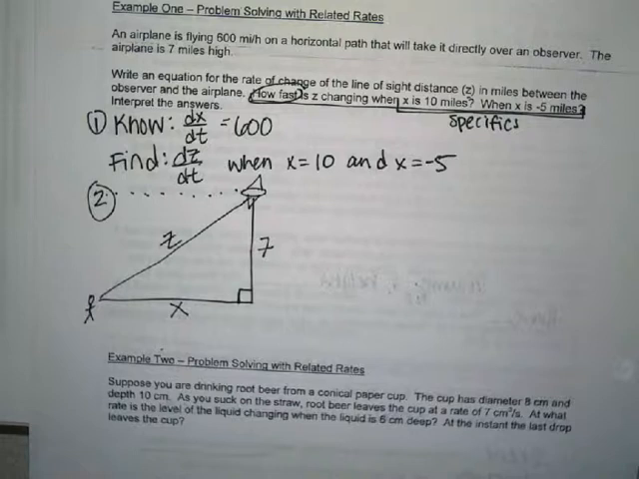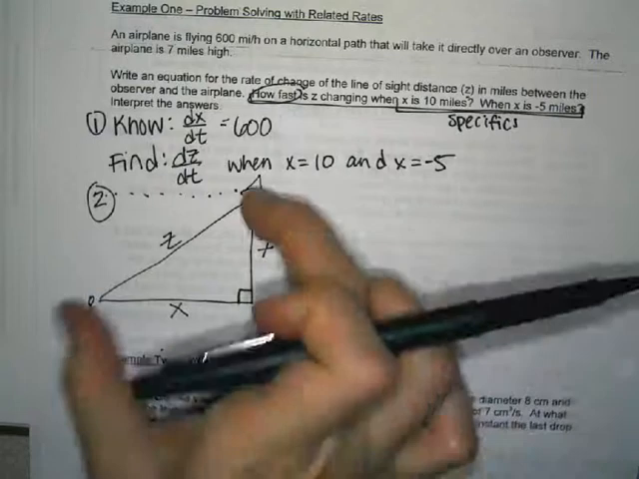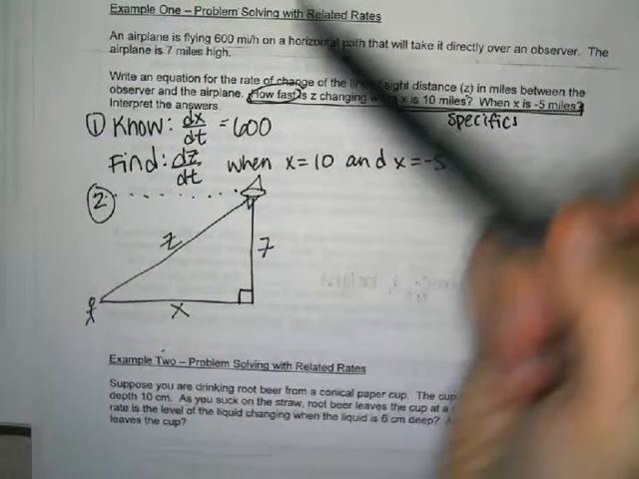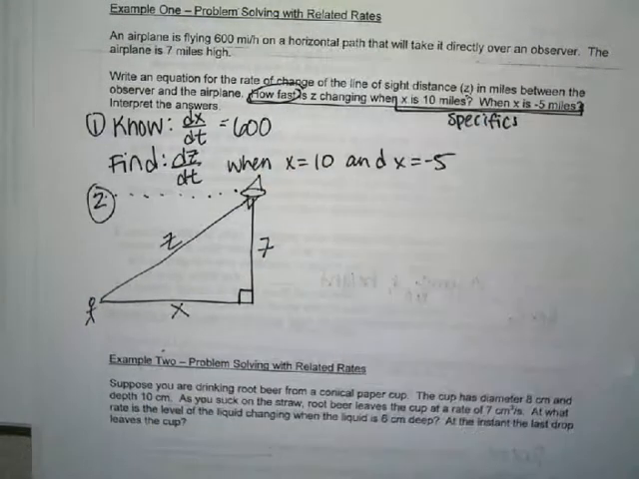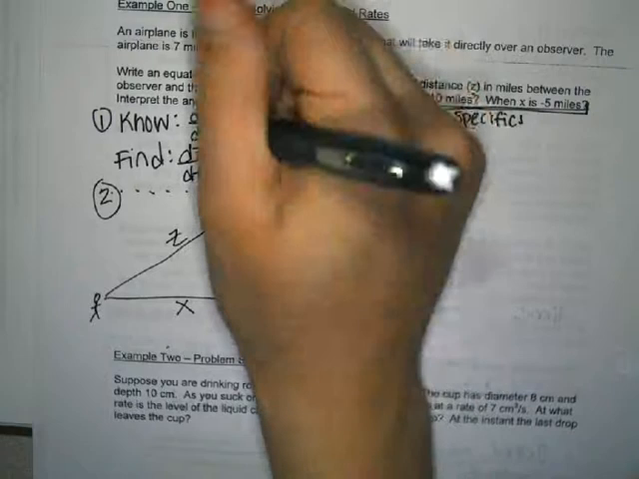Okay, so you label what is not going to change. The height of the plane above the ground isn't going to change. But this side is going to change, and this side is going to change as the plane flies towards. Now, the other thing with this knowing this rate of change, this is actually going to be a negative 600.